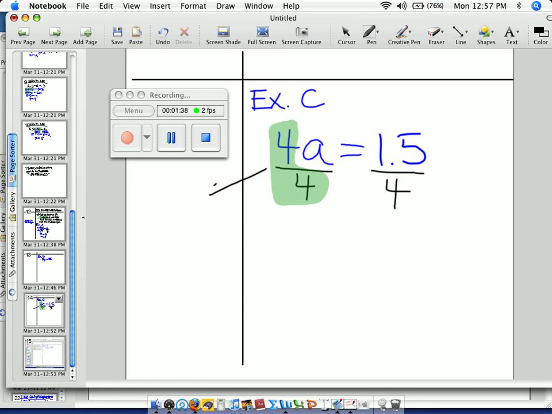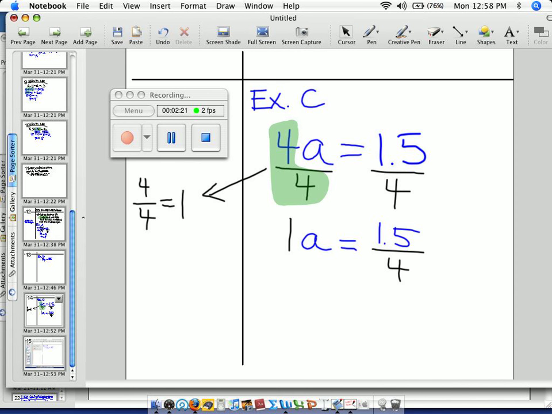So my Cornell note line on this side, I want you to understand that 4 divided by 4 is equal to 1. So everything you see in green that's been highlighted has been changed to 1. 1 times A is equal to whatever the heck 1.5 divided by 4 is. Okay, no matter what kind of mental math ability you have, you probably can't solve that problem on your own. I can't. So I'm going to have to resort to good old-fashioned paper and pencil.